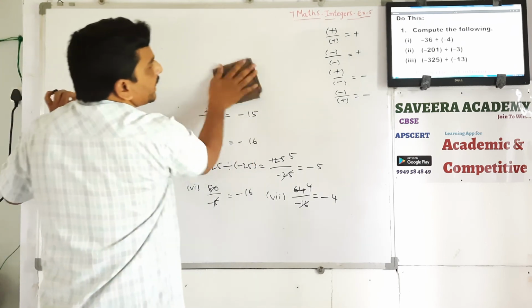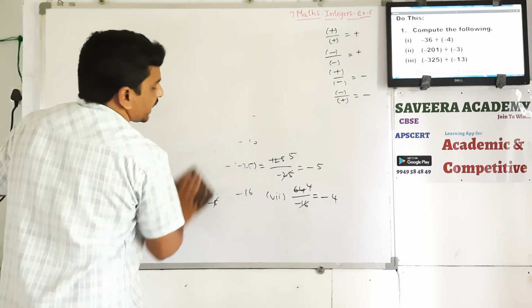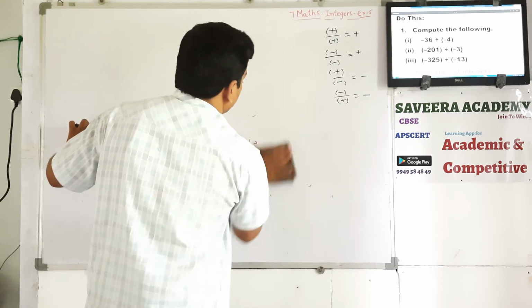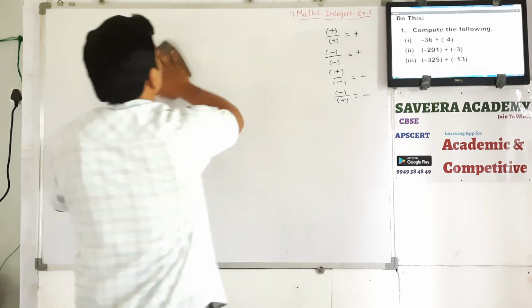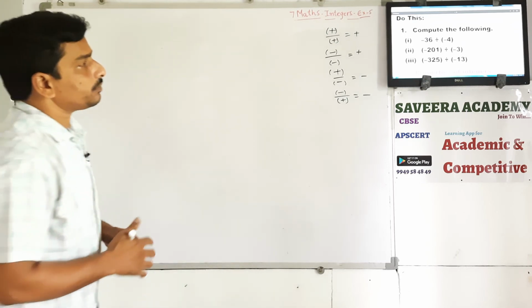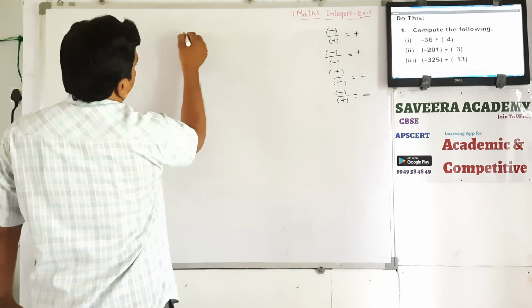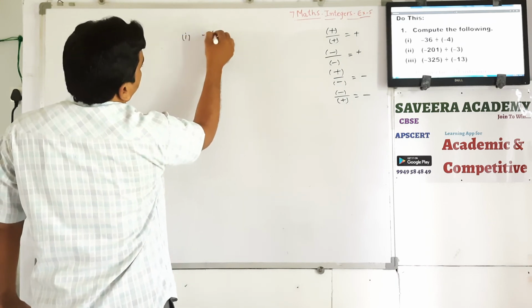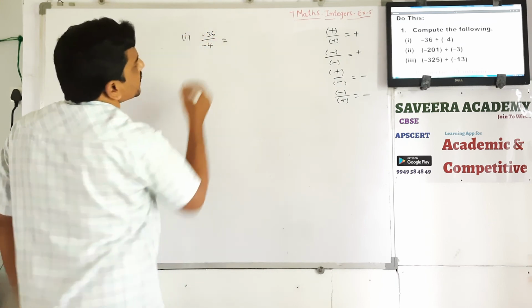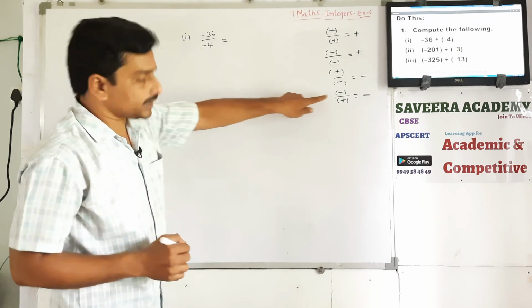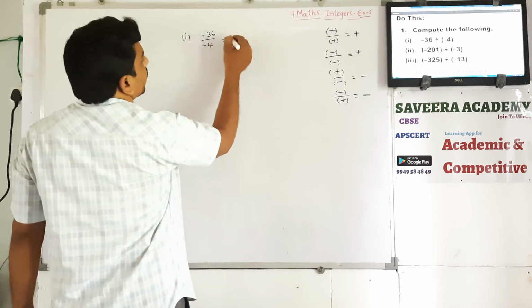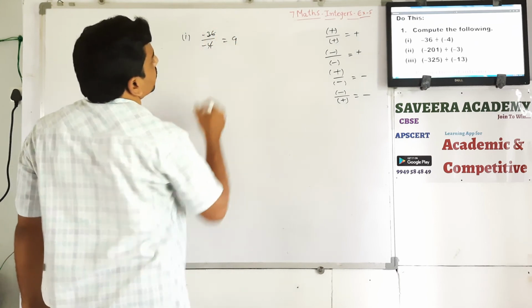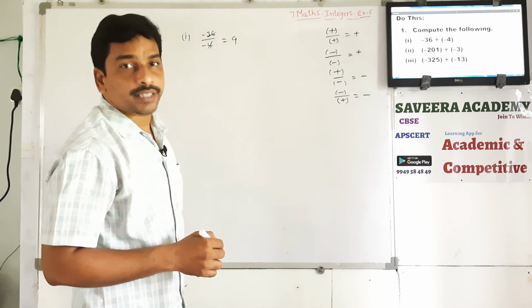First one, minus 36 by minus 4. This is equal to minus by minus, plus you will get. Okay, plus 36 by 4, how many times does it go? 9 times. 9 4s are 36.